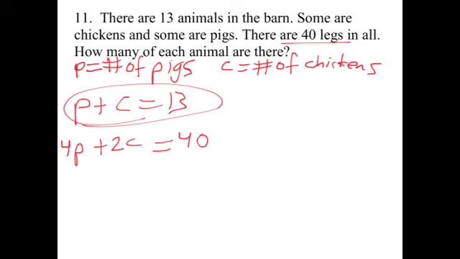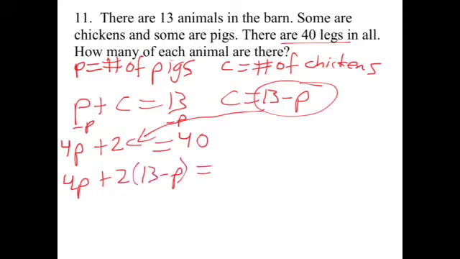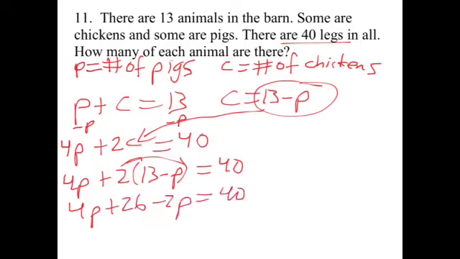I'm going to take this first one and just solve for C. So I'll subtract P on both sides. So C is equal to 13 minus the number of pigs. And I can take that and substitute in for C in my other equation. So I got 4P plus 2 times (13 minus P). That's going to equal 40. And now I can distribute the 2 to get 4P plus 26 minus 2P. And that'll equal 40. I'm going to subtract the 26 from both sides.